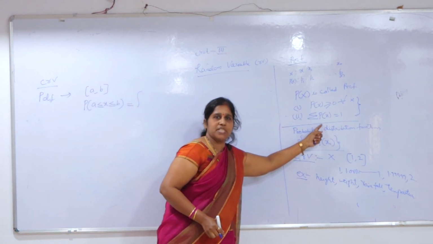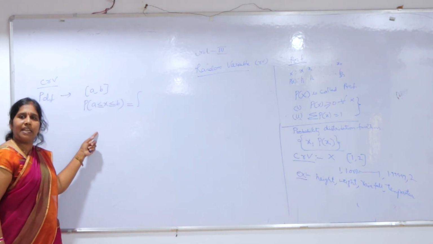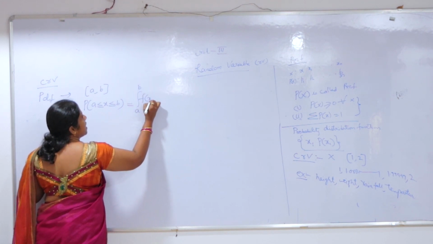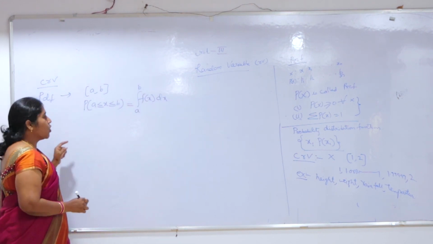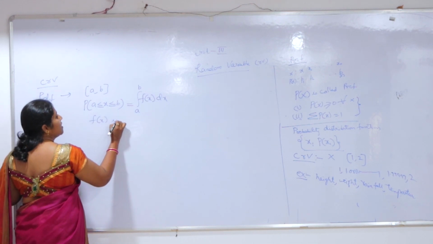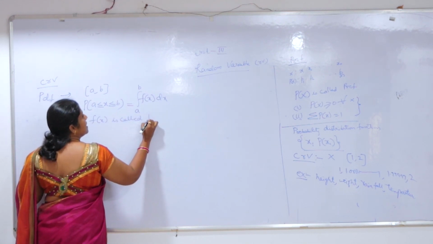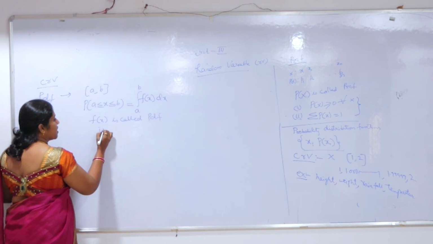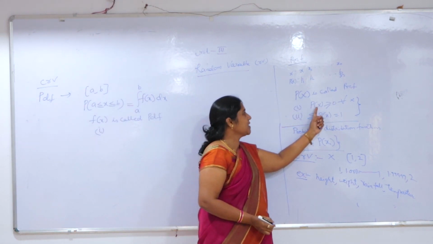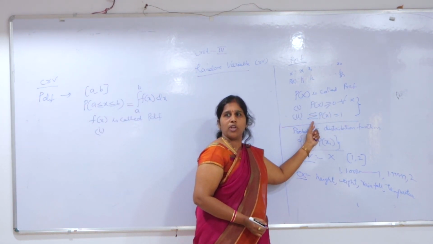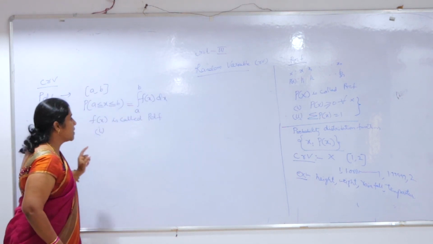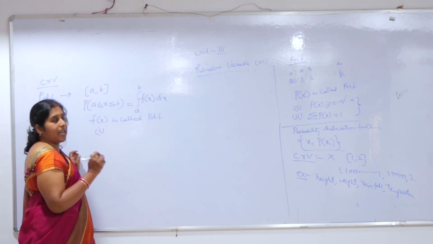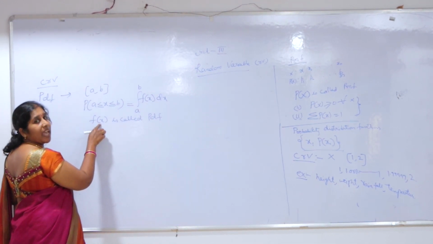Discrete case we use summation symbol, and in continuous case we use integral. Integral, what are the limits? A to b, the function f of x dx. So the function f of x is called probability density function if it satisfies two conditions. First condition, you have learned for your discrete case. What is that? Probability of x greater than or equal to 0, total probability equal to 1. Here, the same condition here also, but in place of summation, we use integral. So in place of p of x, we use f of x.